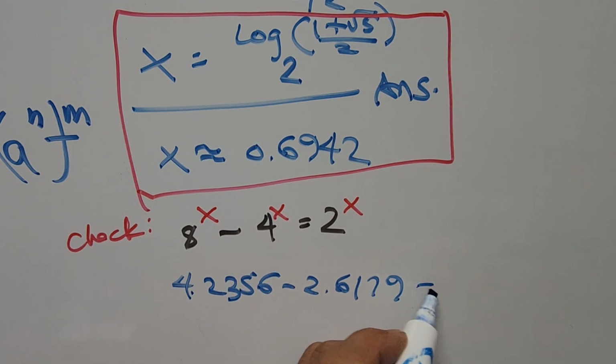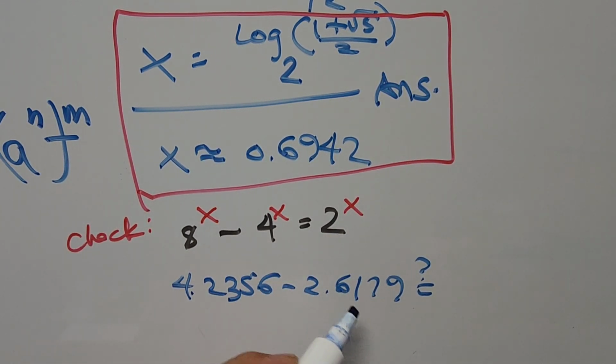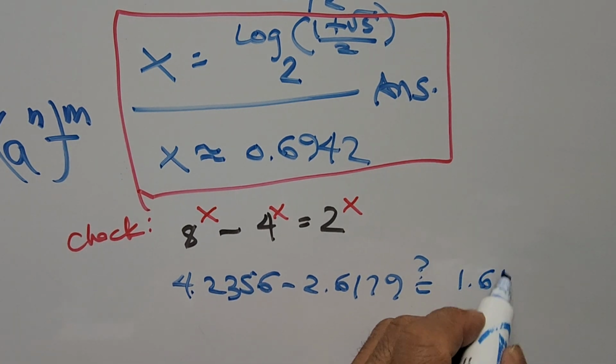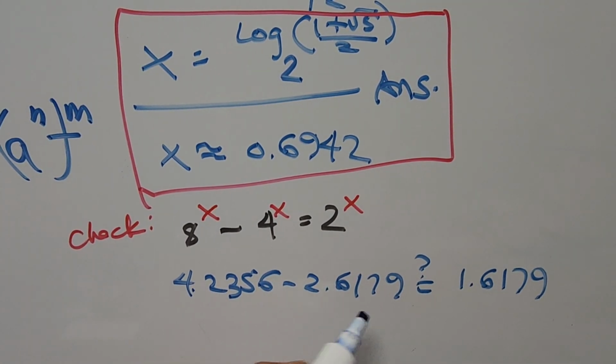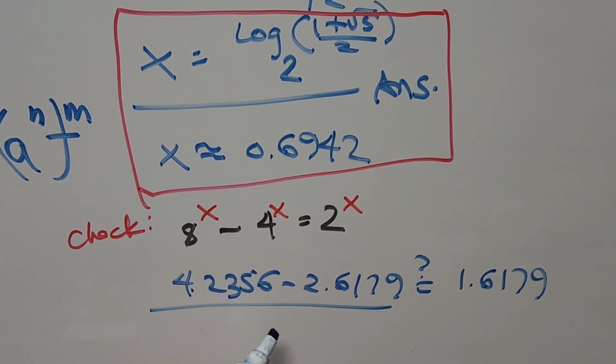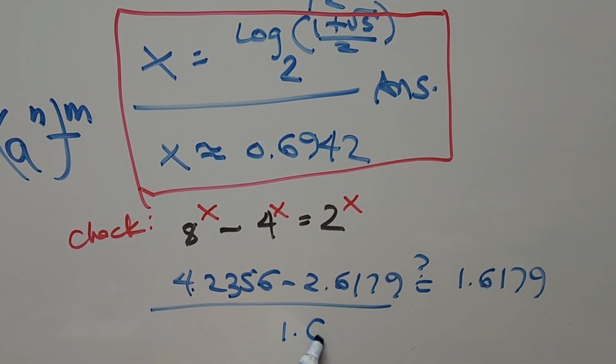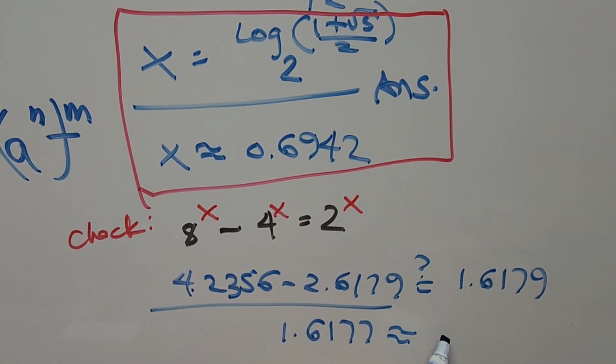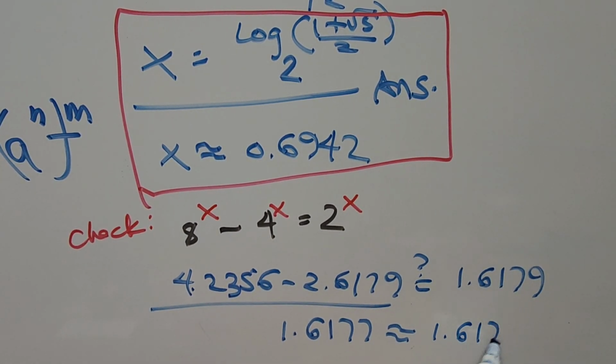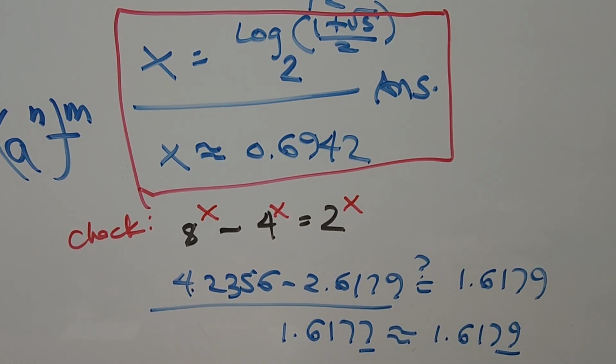And is this equal to 2 to the power of x? And this is approximately equal to 1.6179. Subtracting these two quantities, this is approximately equal to 1.6177. And this is approximately equal to the right hand side, 1.6179. So there's a discrepancy of 0.0002 right here, right? 7 and 9. So it's just confirmed that the value of x that we got is correct.